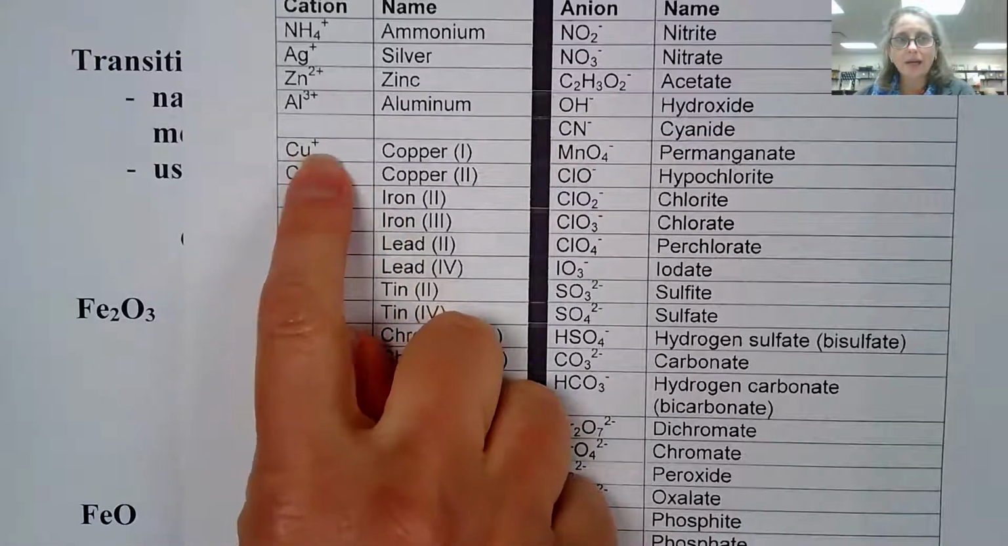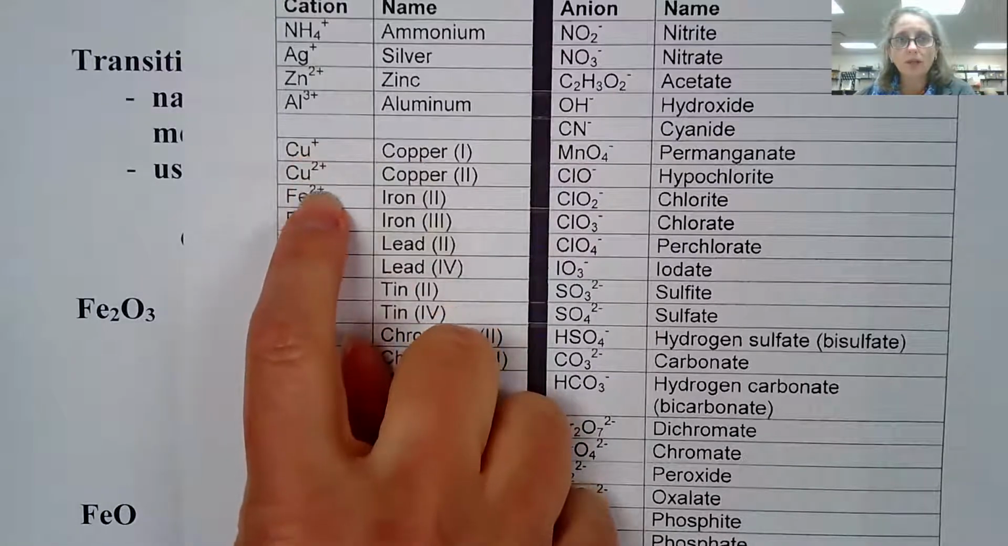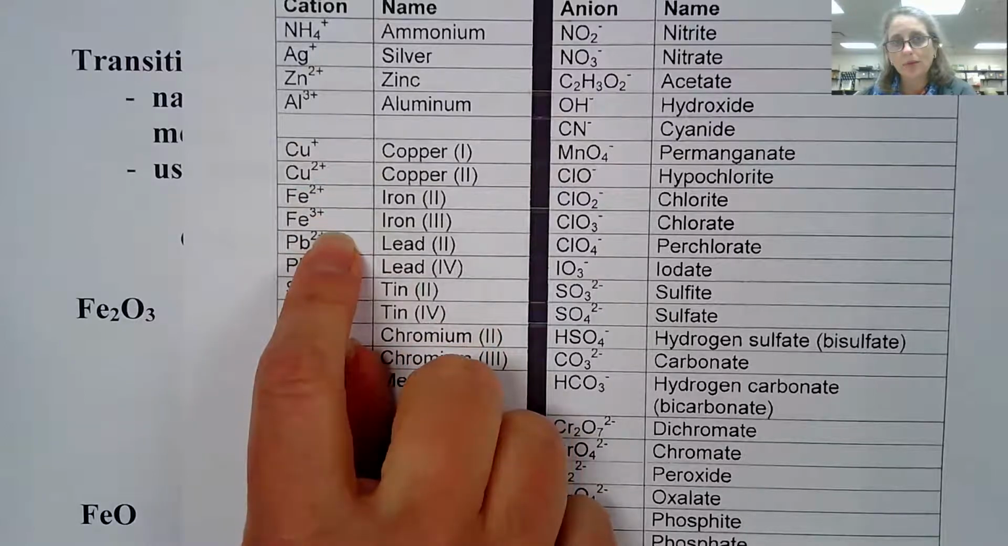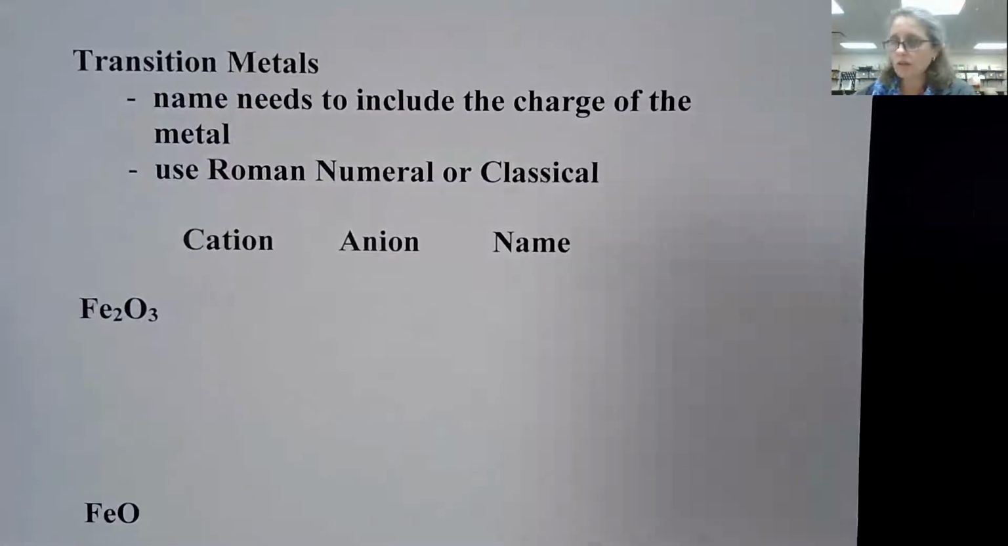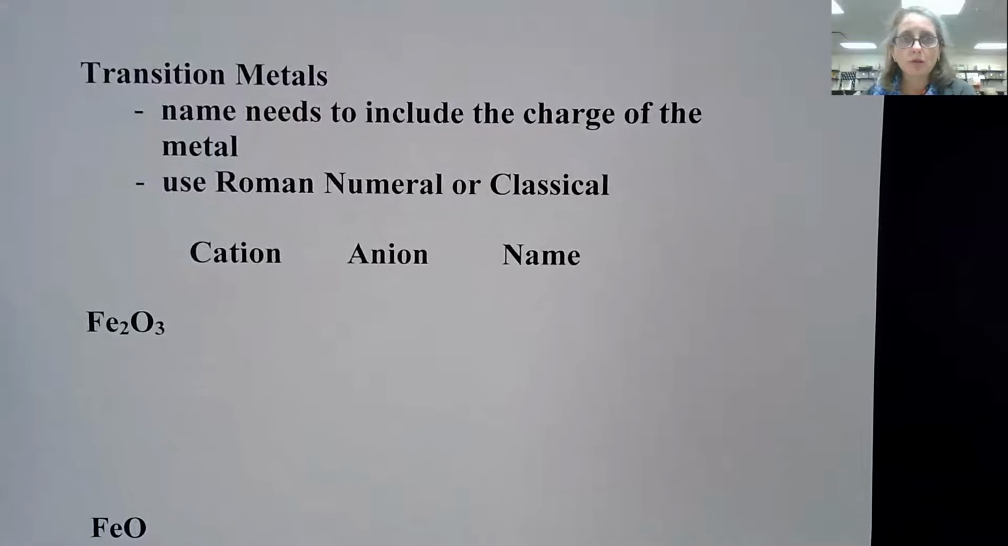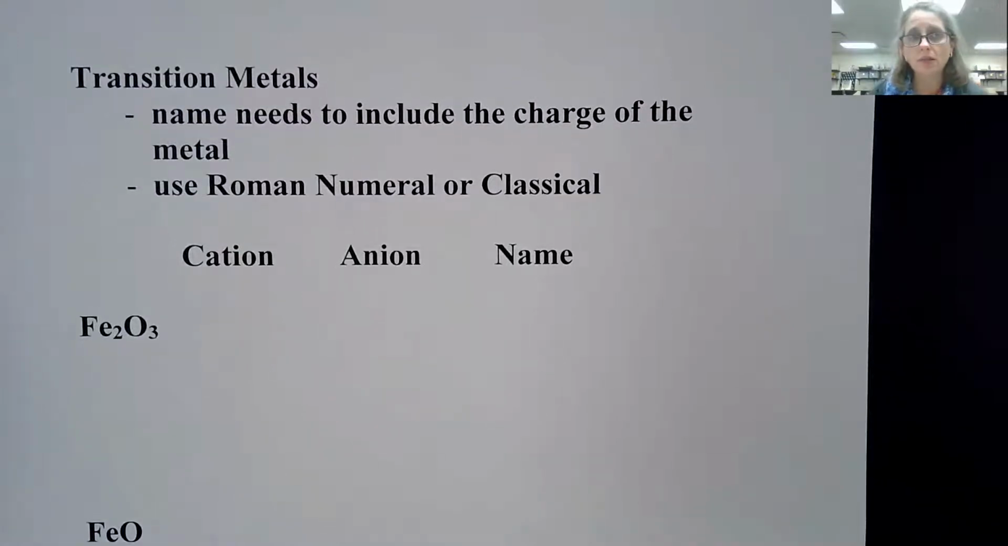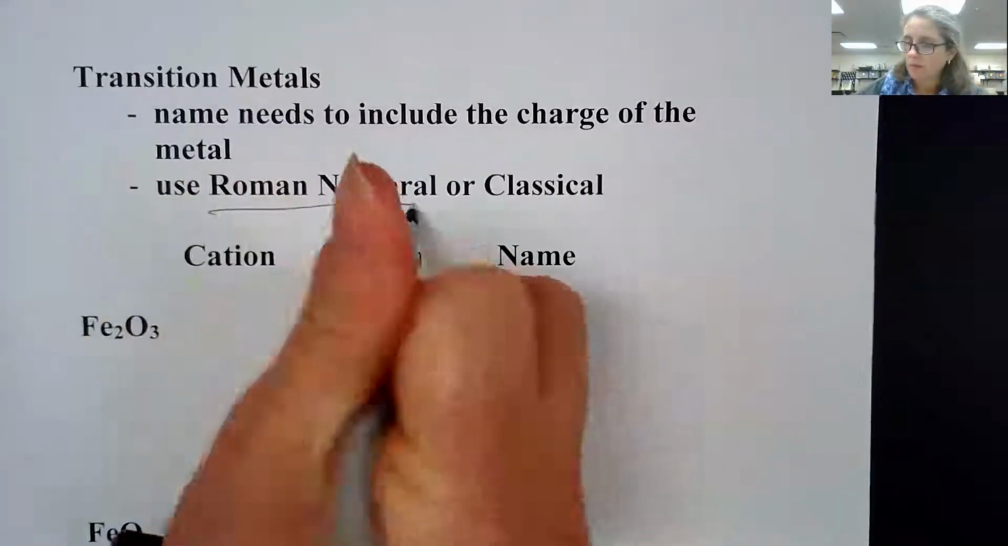Like copper has a +1 charge and a +2. Iron is a +2, a +3. So this chart is always going to be a very useful tip for you to use. When you name transition metals, the name needs to include the charge of the metal because there are multiple charges. So you're going to use what we call the Roman numeral method. There's also a classical method, with Latin names, and I will mention a few of them. But for the most part, we're going to use the Roman numeral method.